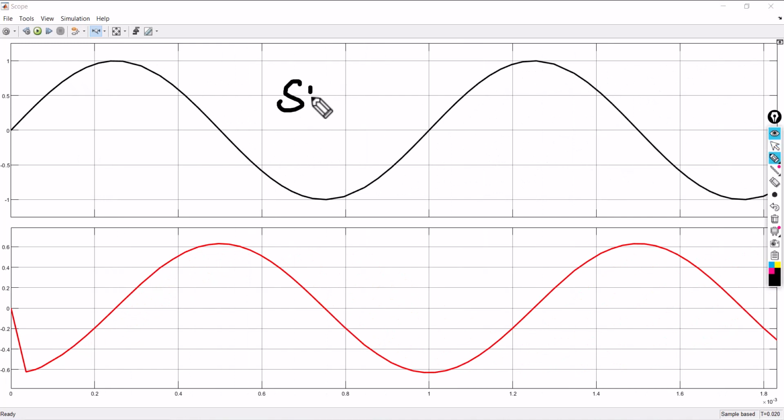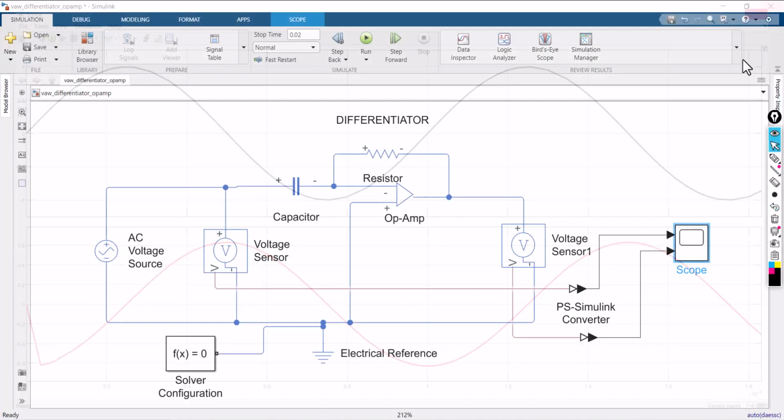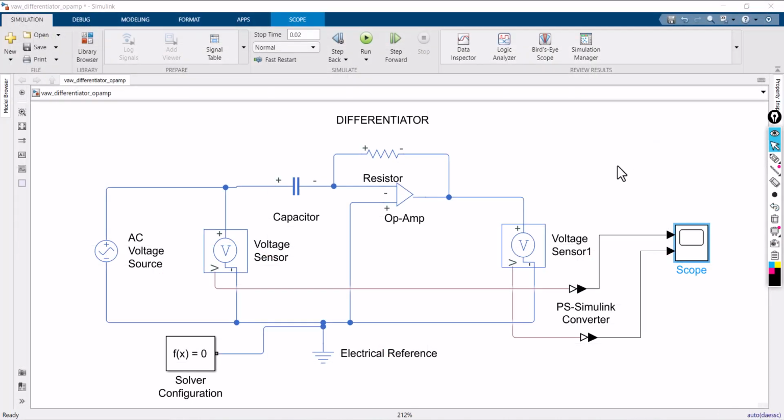This one is sinusoidal input. This one is cosine output. Similarly, you can feed any kind of inputs. Now I will tell you how to feed input of a square waveform with a repeating sequence.